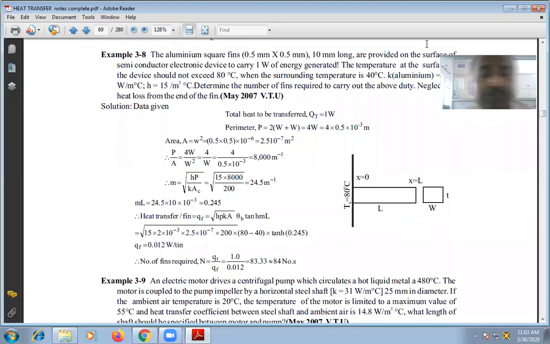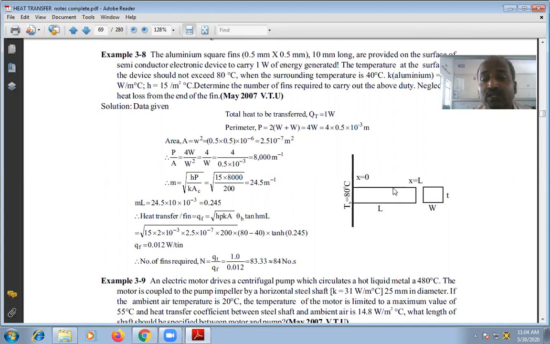Dear friends, we are getting another problem on a particular fin. I will read the problem. The aluminum square fins, 0.5 millimeter by 0.5 millimeter, naturally a square section, 10 millimeter long, are provided on the surface of the semiconductor electronic device to carry 1 watt of energy generated.